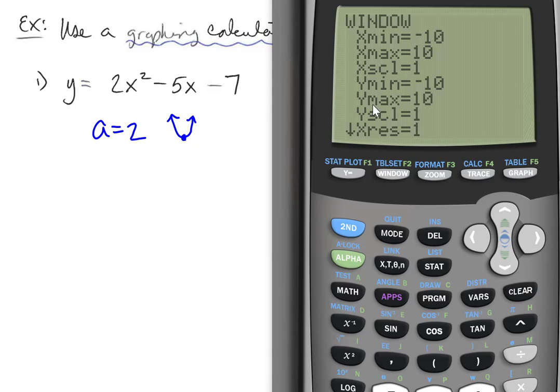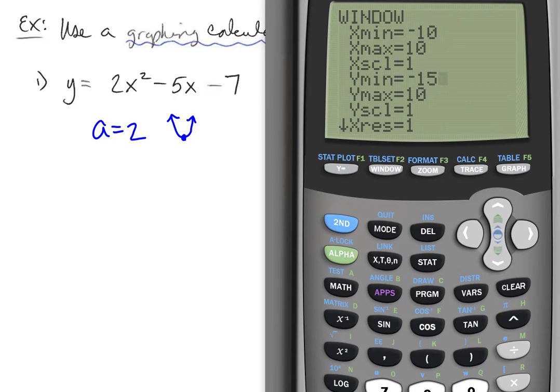And then we want to go to the y min value and just expand it a little bit. The y min is set at negative 10 when you use zoom 6. We're going to change that. It doesn't have to be drastically different. Let's make it negative 15. Maybe even a negative 12 would be fine enough. But if I change that to be negative 15, that'll expand the window downward a little bit so I can see more clearly. Now let's go ahead and hit the graph button again.